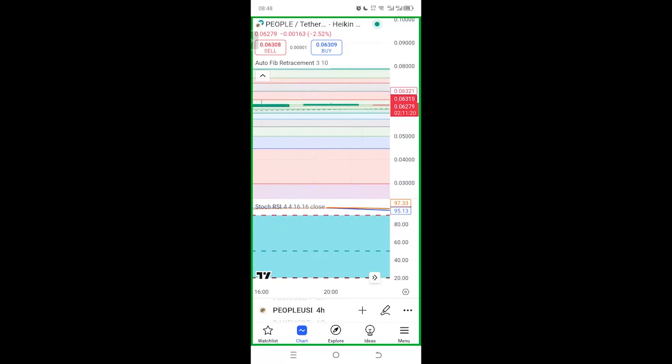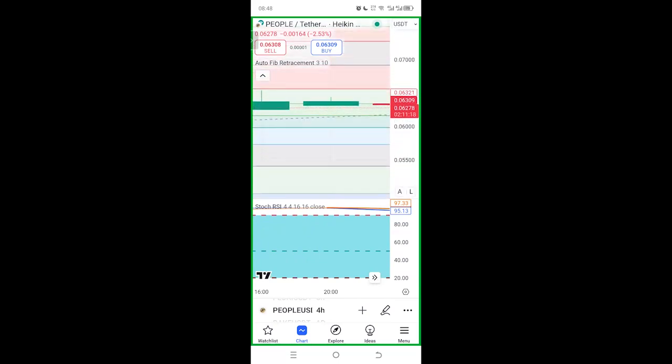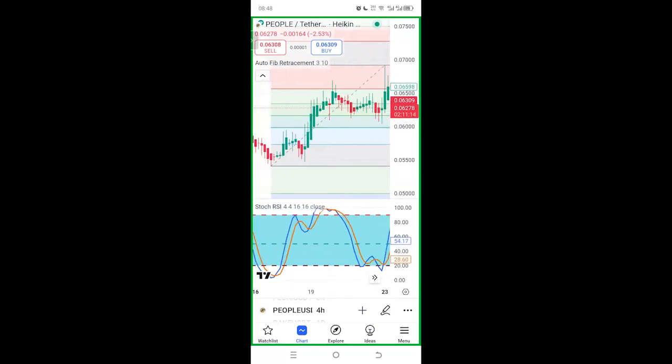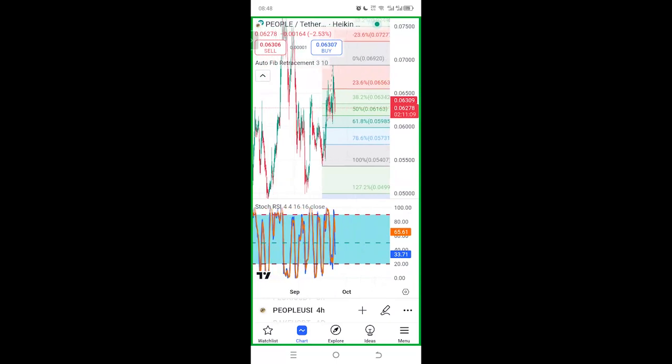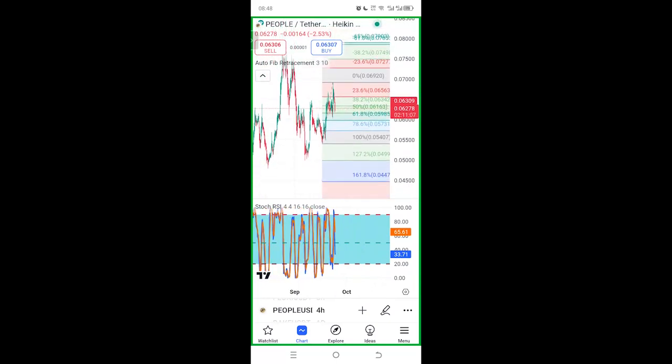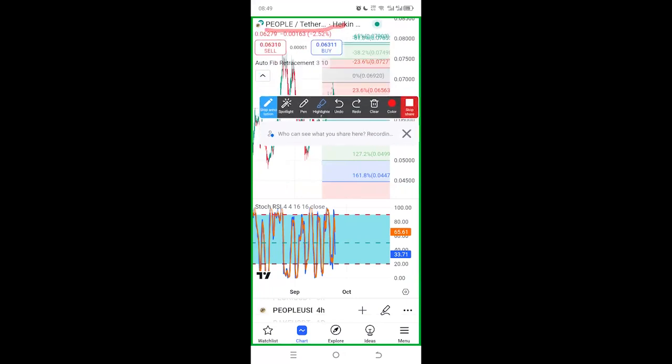You can tap the screen, reduce it or enlarge it with 2 fingers. You see this? Now, let me interpret the signal. Number 1, the coin is this. This is the coin. They're saying trade that coin.